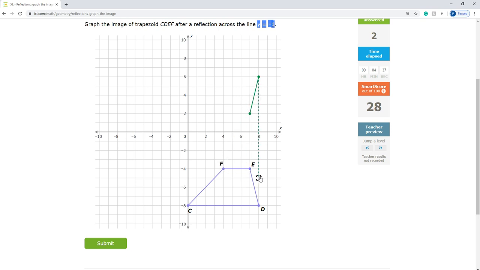Then I'll go to F next. So F is 1, 2, 3 away from y equals -1.